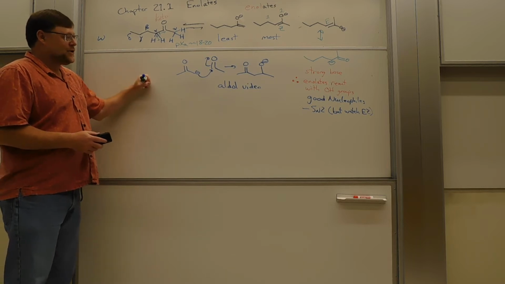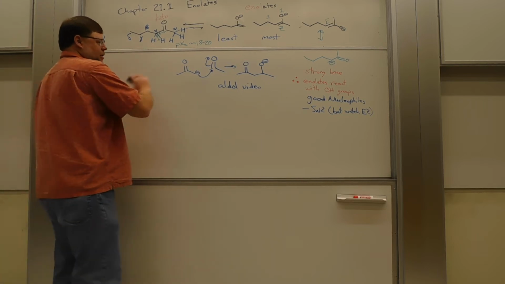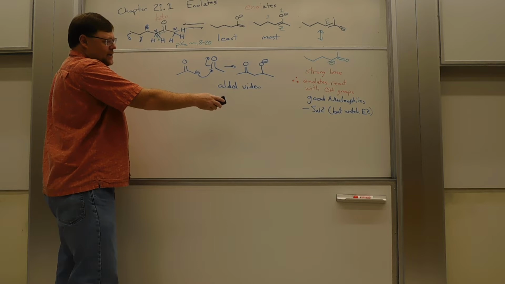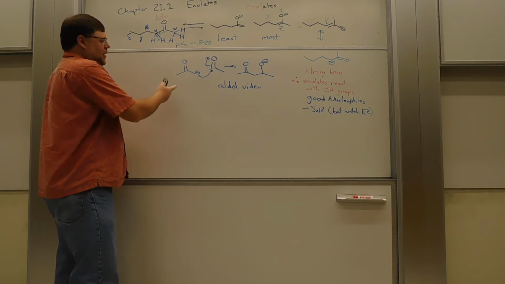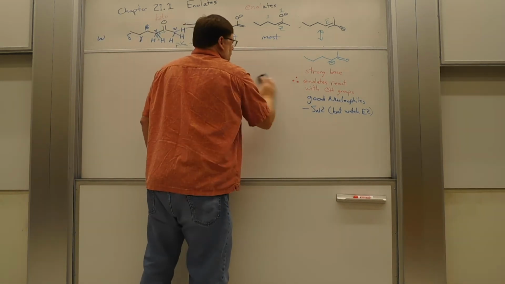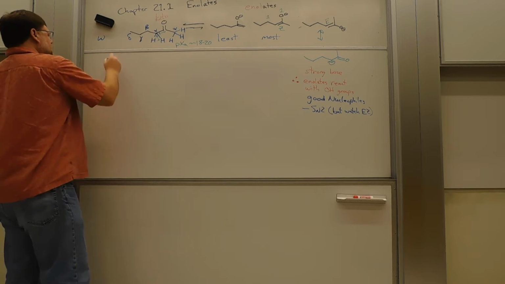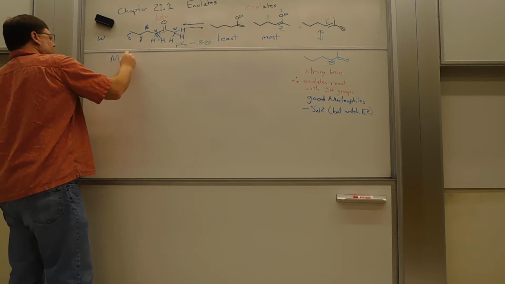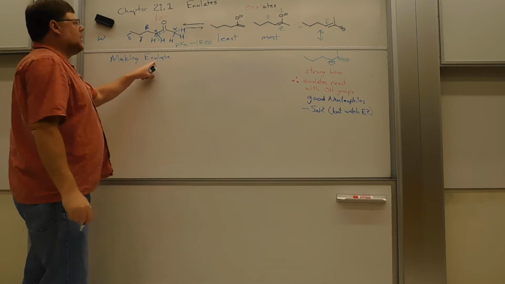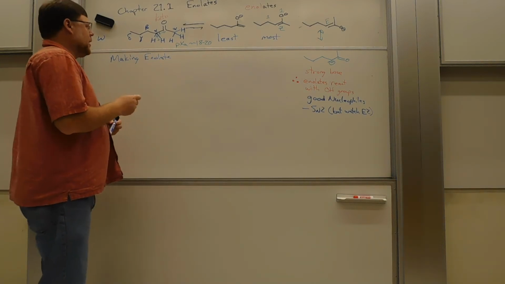So the next thing I'm going to show you is how we make an enolate. Okay, so I've described the chemistry of enolates. They're strong bases and good nucleophiles. I've given you 2 videos to go look at and follow up. How do we make them? Well, an enolate is the conjugate base of an enol.